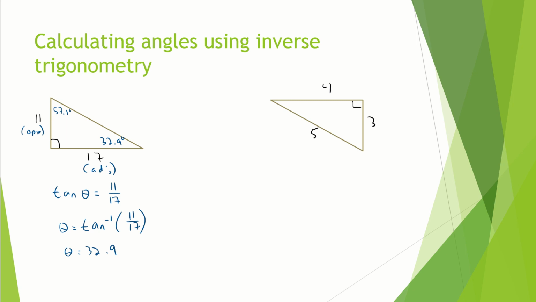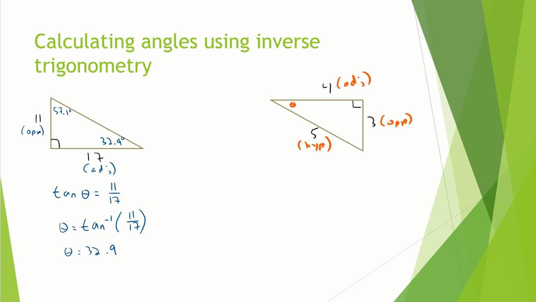Okay, so let's tackle the other one now. For the other one, we're trying to figure out what the two angles are. Let's start with this angle right here, theta, and notice that you know all three sides. You know that this is a 3, 4, 5 triangle, so you can pick anything that you want to. Here, 3 is the opposite side, 4 is the adjacent side, and 5 is the hypotenuse with respect to that angle theta.